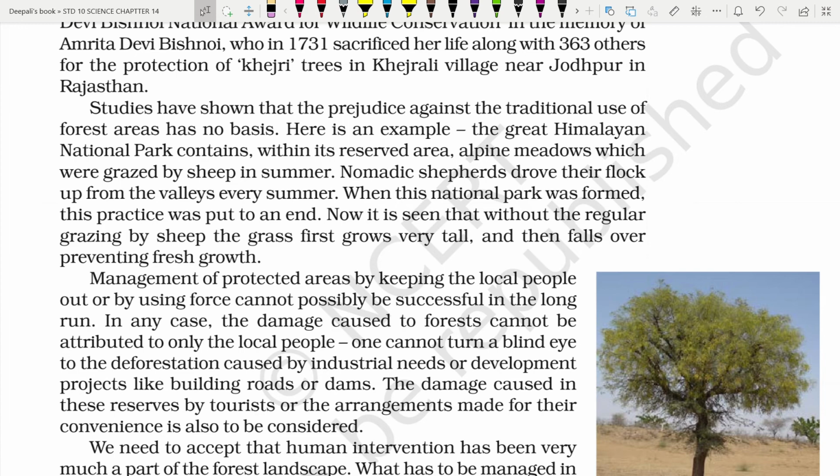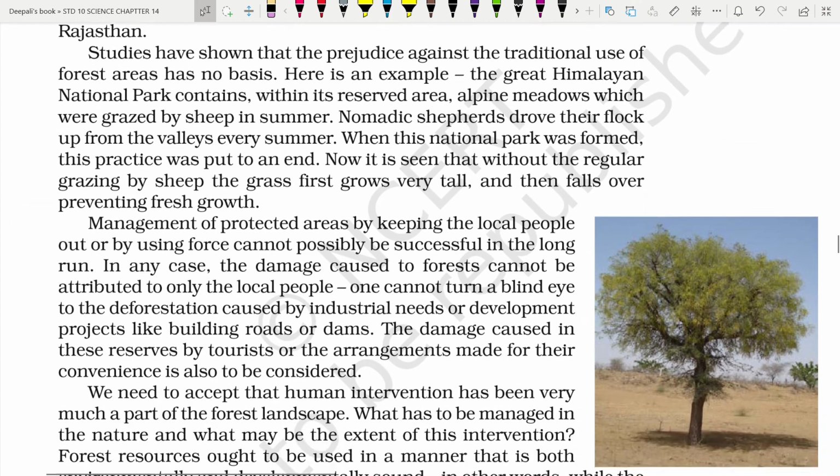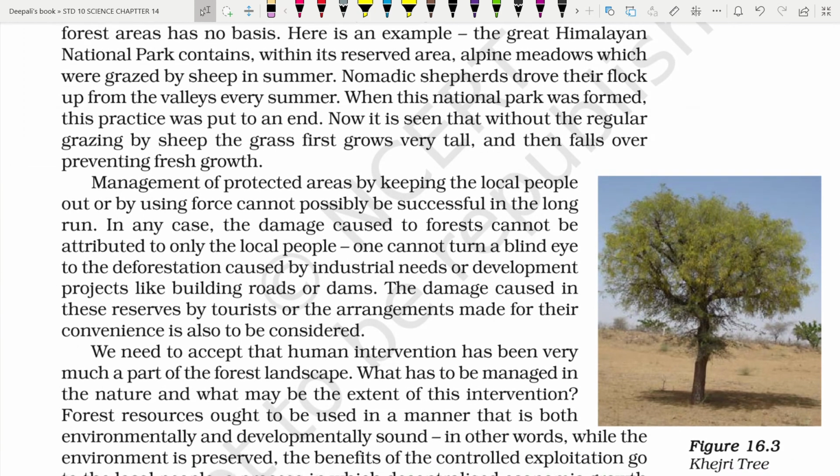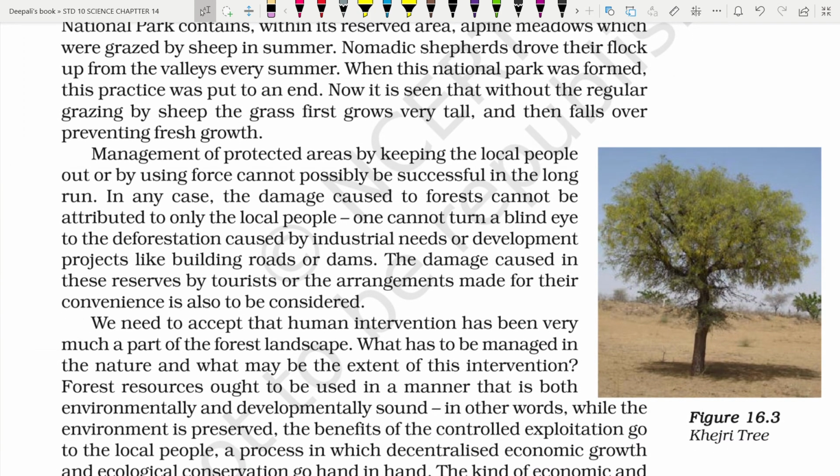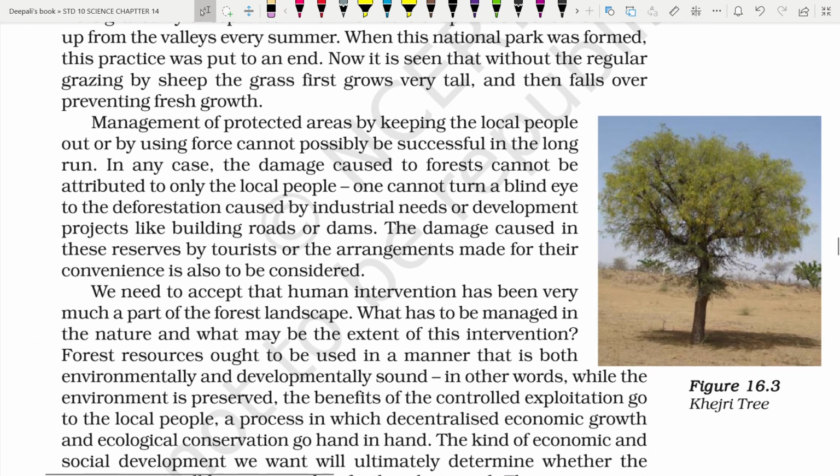Now it is seen that without the regular grazing of sheep, the grass first grows very tall and then falls over, preventing the fresh ones from growing. So we can see how it is balancing the nature, and if you don't do that, how it is damaging the ecosystem. Management of protected areas by keeping the local people out or by using force cannot possibly be successful in the long run.